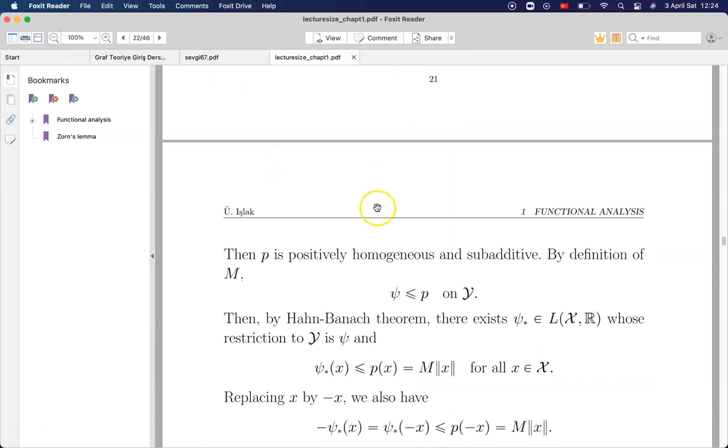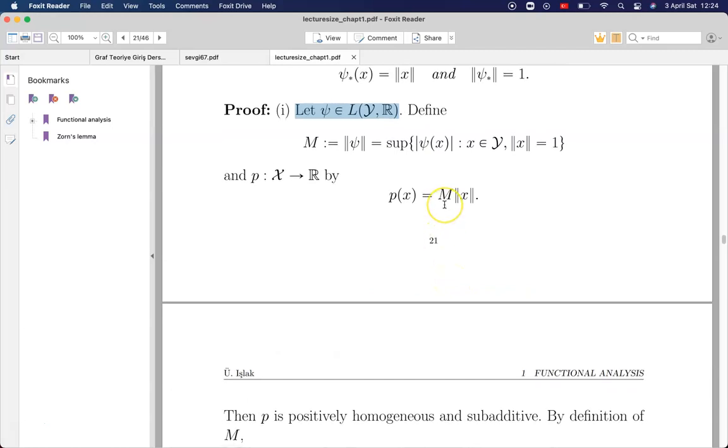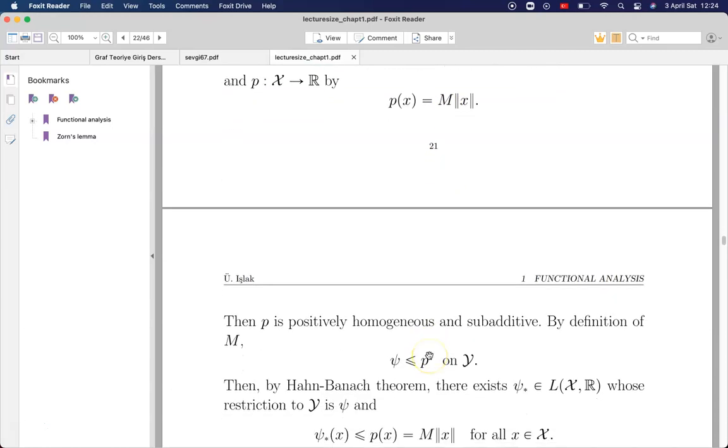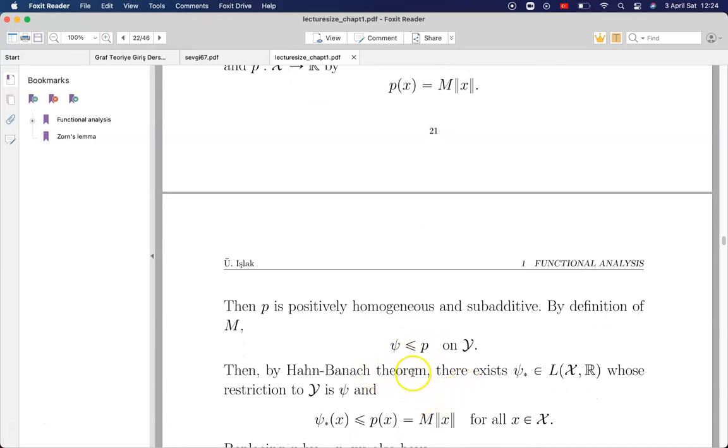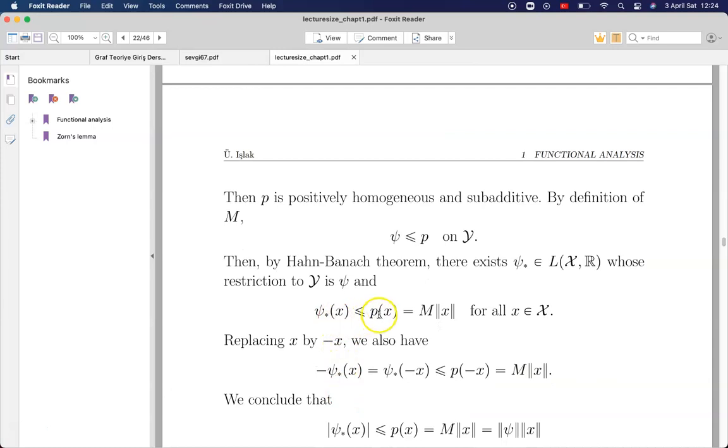Birazcık küçültebilirim belki. Okay. Now by definition of m, I know that psi is bounded by p on the space y, and the Hahn theorem then says that I may find some extension of psi, which is denoted by psi star, whose restriction to y is psi, and at the same time it's still dominated by p, which is given by this, on the extended space x. So I have found some psi star for which this is satisfied.